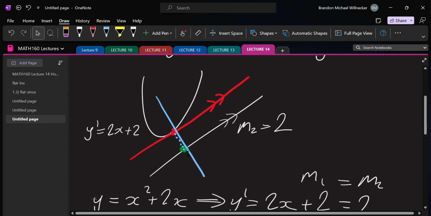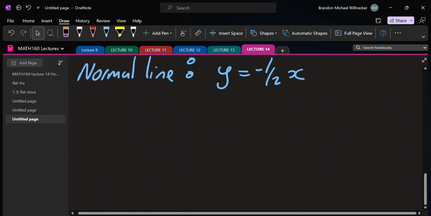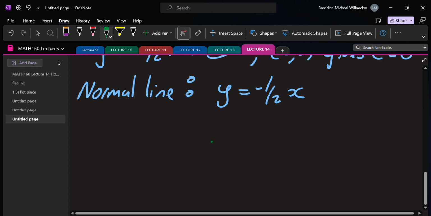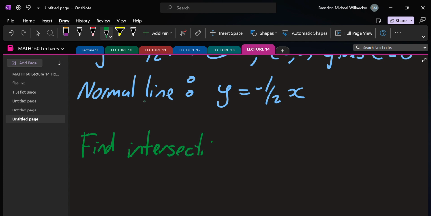Now we want to find the intersection point. That gives us the green point over there, this intersection here. So we take the two lines, we make them equal, we solve for x. Okay, so next step: find the intersection of two lines. That's the normal line and the line that we're given.